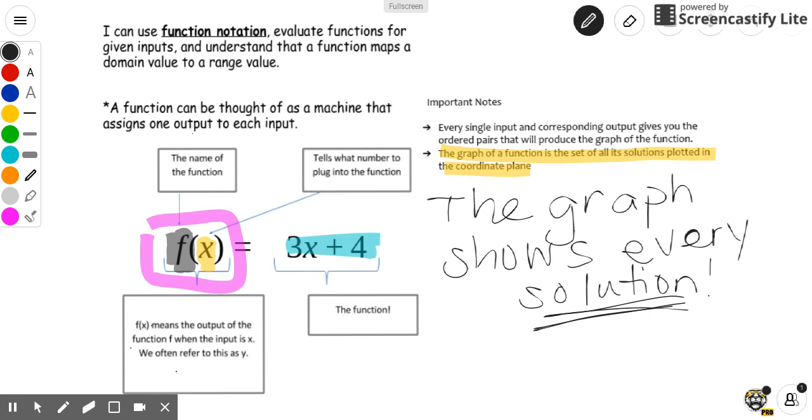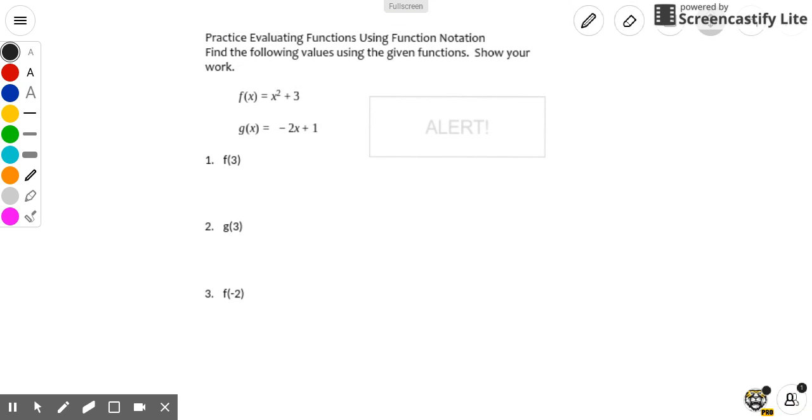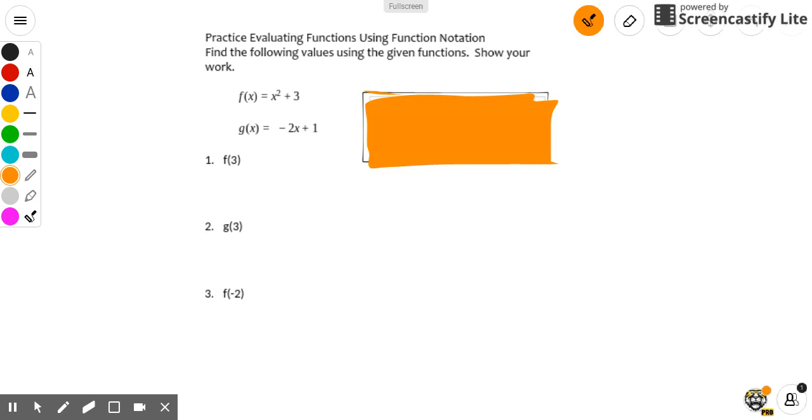Okay, so let's get into using function notation. So before we begin, we're going to grab an orange alert sticker. This is something important that I don't want you to forget. So please get an orange alert sticker or grab one from your desk. So we are going to put that orange alert sticker right over top of the alert sign. Okay, and that is orange on the inside. So I'm going to color it real fast orange. Okay, so there's our orange alert sticker.